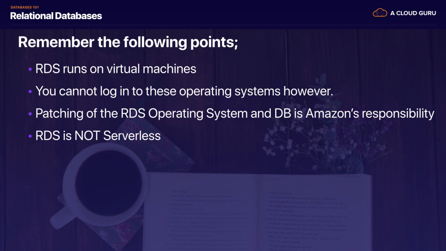Now, before everyone jumps up and down and screams at me saying Aurora has serverless Aurora, yes, that's the exception to the rule. But overall, RDS is not serverless. It does run on virtual machines, and even though you can't access them, Amazon can. So RDS is not serverless with the exception of Aurora, and we'll cover that off in the Aurora lecture. And so Aurora Serverless is serverless, but everything else inside RDS is not serverless.